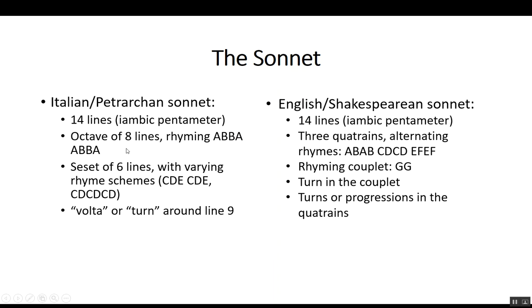One other thing to notice is that even though these things will break down into, say, a group of 8 lines and 6 lines in an Italian sonnet, and 3 quatrains and a couplet in an English sonnet, those aren't always visible on the page, and you'll see what I mean in just a second. Right? They're not always visually broken up into those groups. So here, let's take a look.